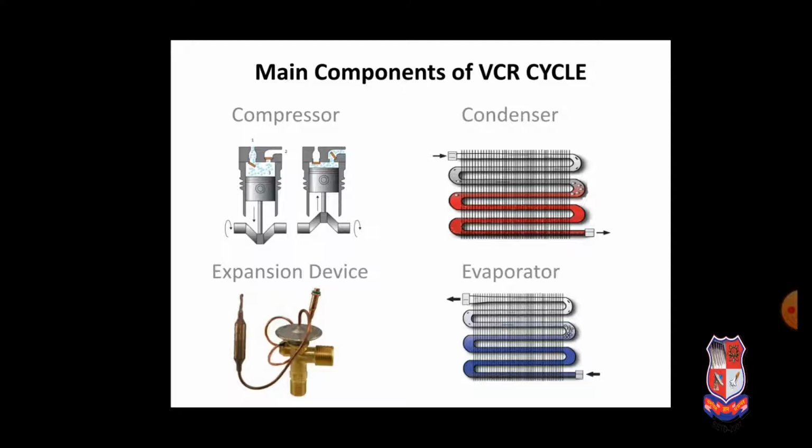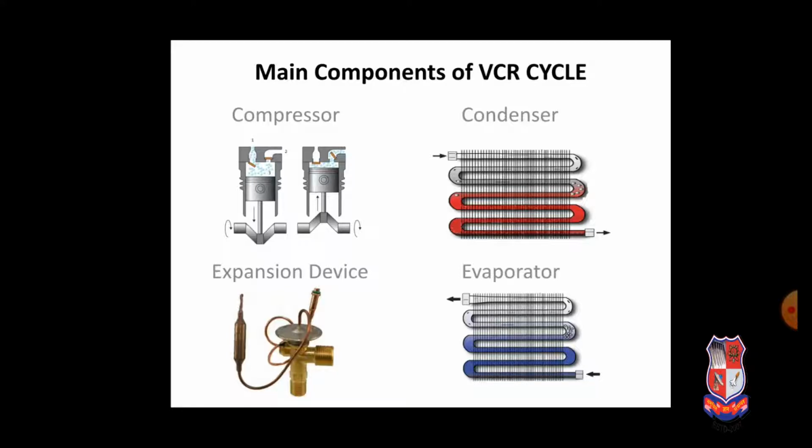First of all, we are going to discuss about main components of VCR cycle. There are 4 main components of VCR cycle: compressor, condenser, expansion device and evaporator. Now we are going to discuss about the function of compressor. The function of compressor is to increase the pressure and temperature of vapor refrigerant, so vapor refrigerant is easy to condense in condenser.